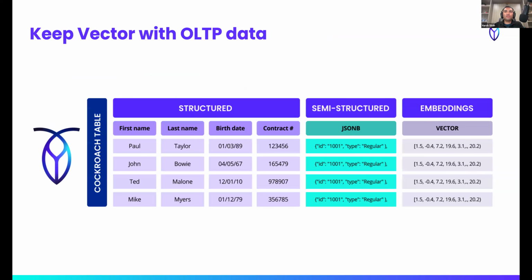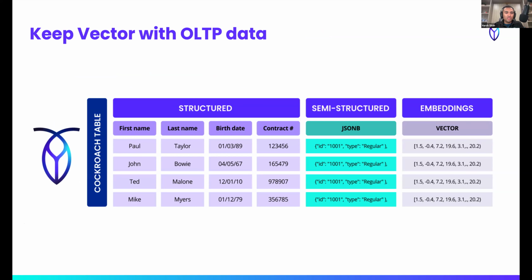So fundamentally, what it looks like is you have your OLTP data in the database. You're already storing that as a table. You can also store JSONB data as well. But now you can also store vector embeddings as another column right within your table.